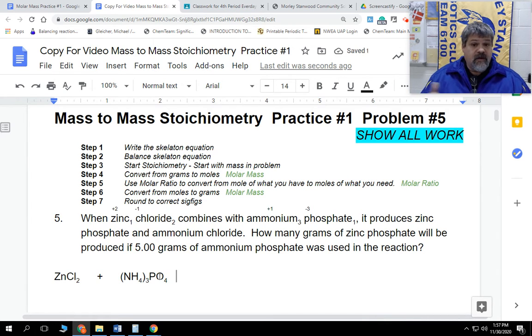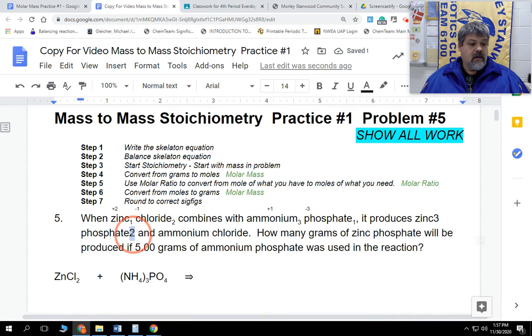Now, I only needed 1 phosphate right here, so I don't put parentheses around it. So that's going to yield, and as we go back to this, it yields zinc phosphate. Now we have zinc as a +2 and phosphate as a -3. That means we need a crisscross. So zinc becomes a 3, and phosphate becomes a 2. So we're going to put that in there.